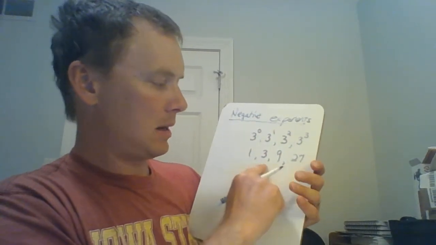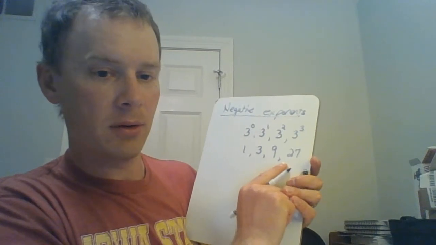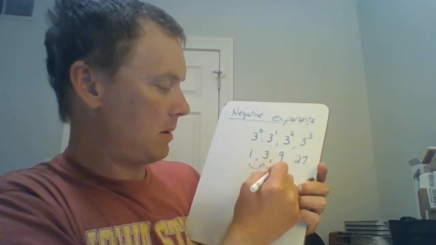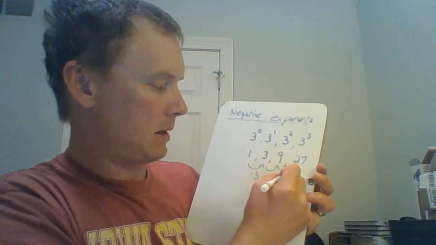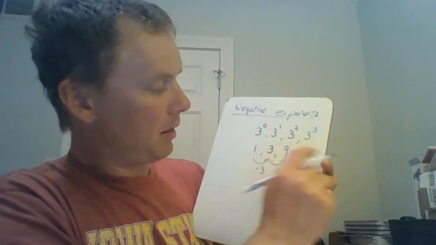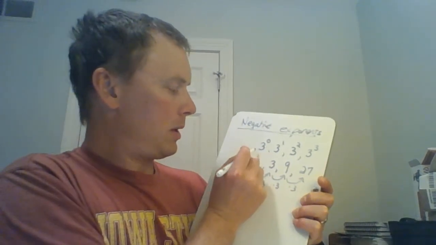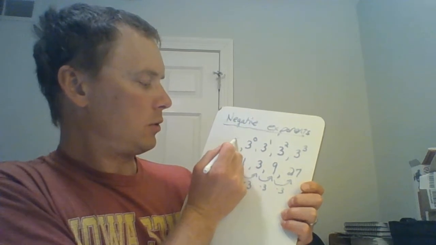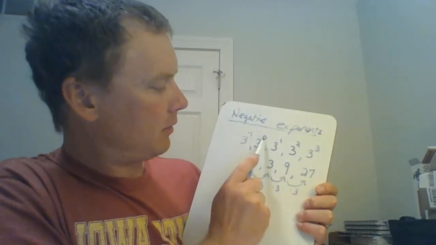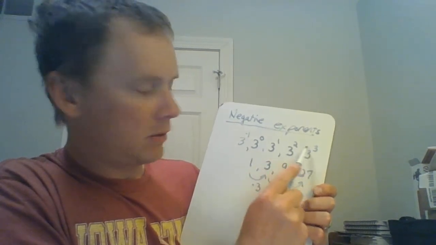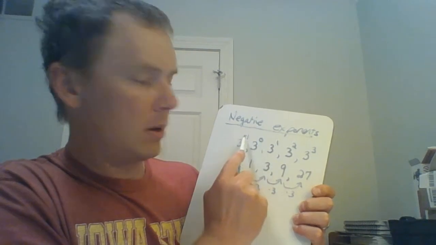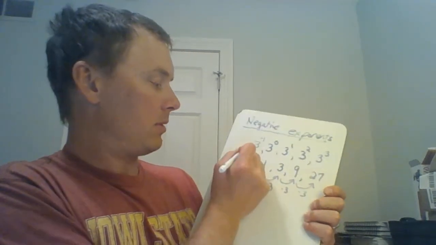Okay, so we kind of got this nice geometric pattern here. Remember, to go from one number to the next is geometric if you multiply by the same thing each time, and that's what we're doing. We're multiplying by 3. But think about this, right? What is 3 to the negative 1 power? So we kind of have this pattern with the exponents here, 0, 1, 2, 3. But what if we went backwards? 3, 2, 1, 0. Negative 1 would be the next one in the pattern.